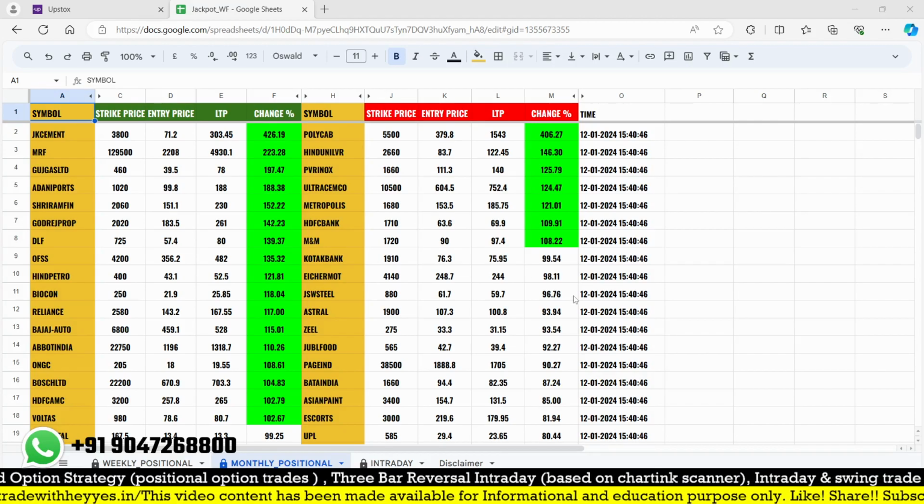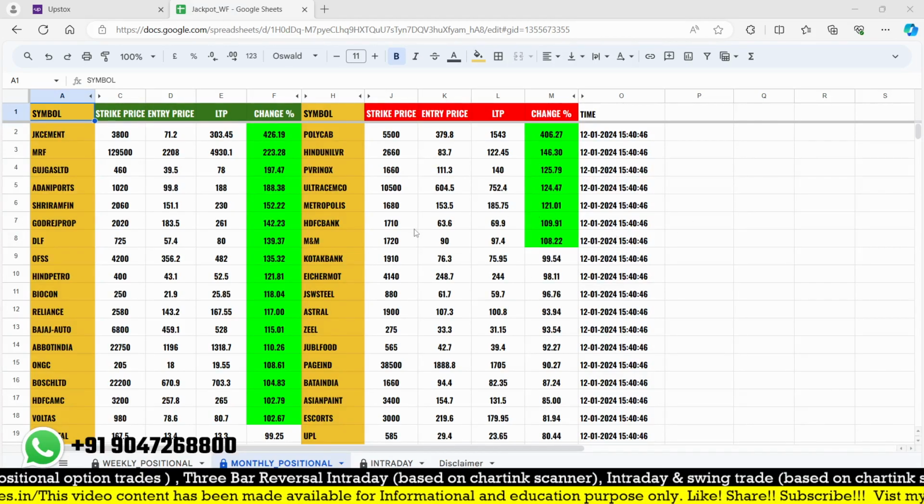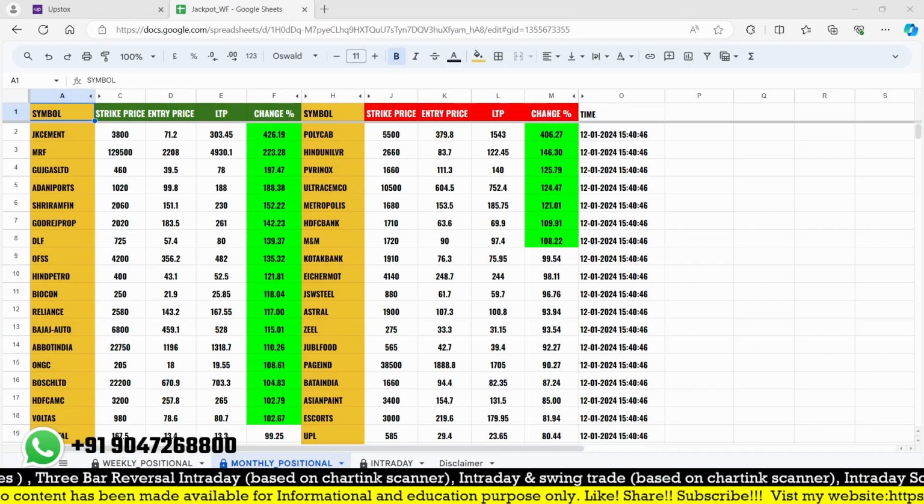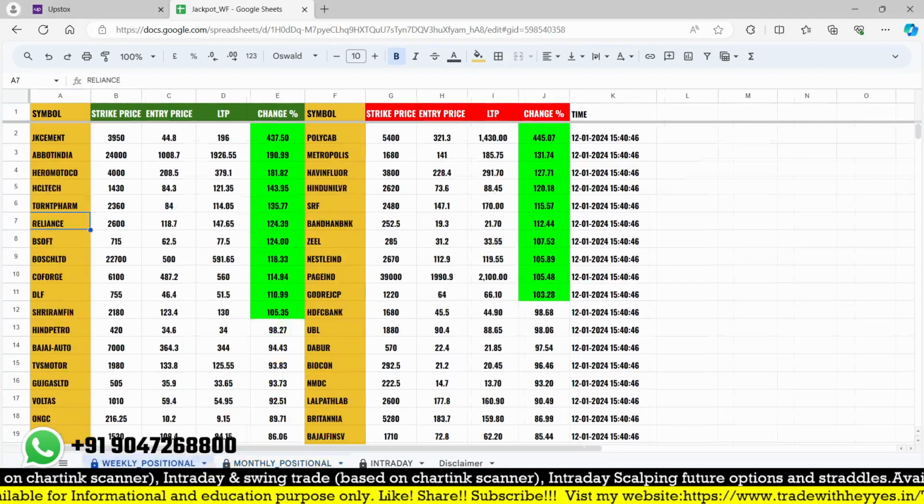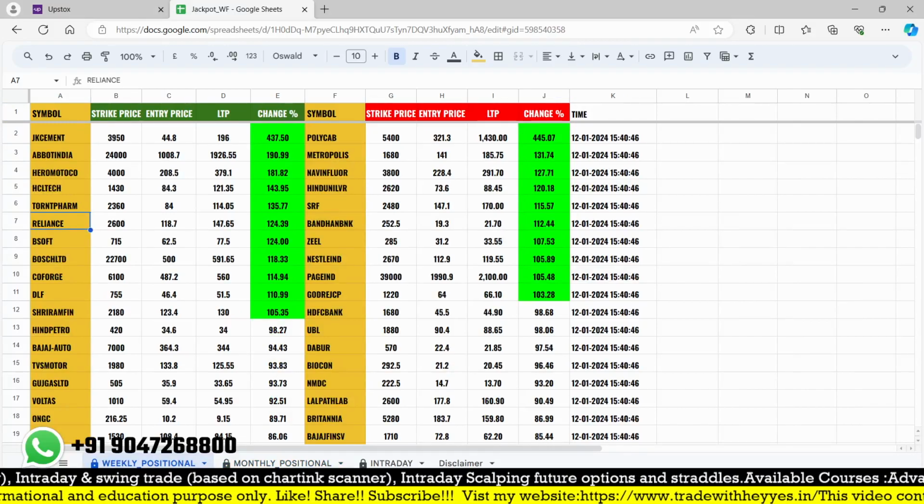It's purely based on the concept. The intraday sheet works based on the advanced concept, intraday Camarilla R4, and the previous ones, weekly and monthly positional, work based on advanced option strategy concepts.